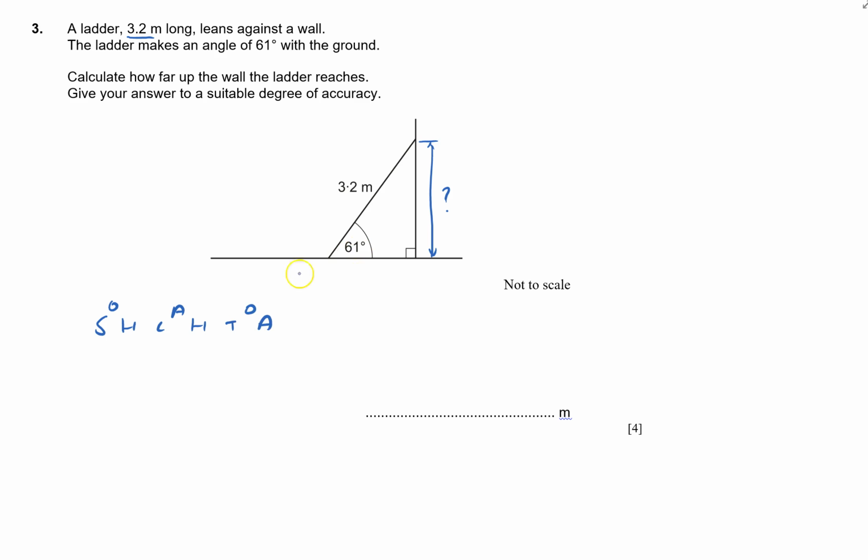SOHCAHTOA. I know the angle, so I can tick S, C, and T. And what else do I know? I know the hypotenuse, I'll write that on there. And I want to find the side opposite the angle, so I want to find the opposite. And I just don't care about the adjacent. So the hypotenuse, I know that. The opposite is what I want to find. So I want this one. And so I always write down what I want to find first, that's the opposite.